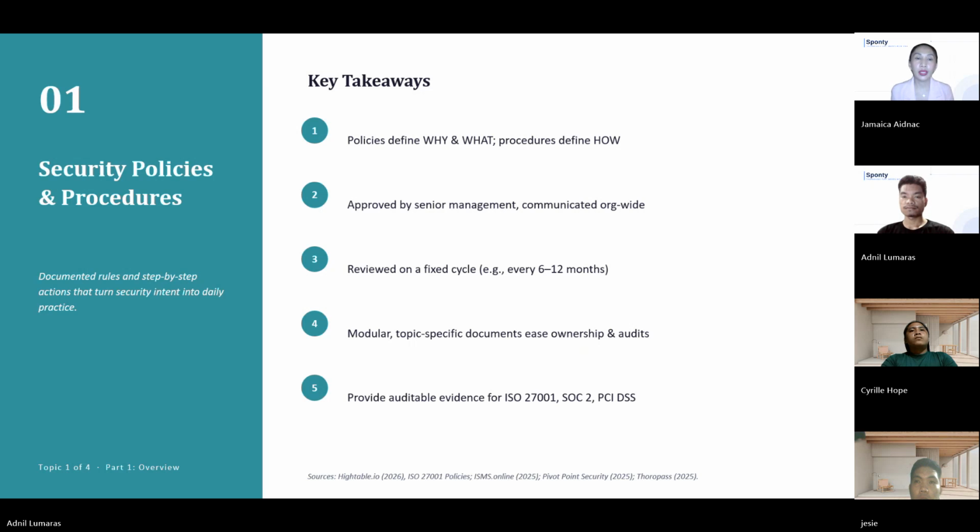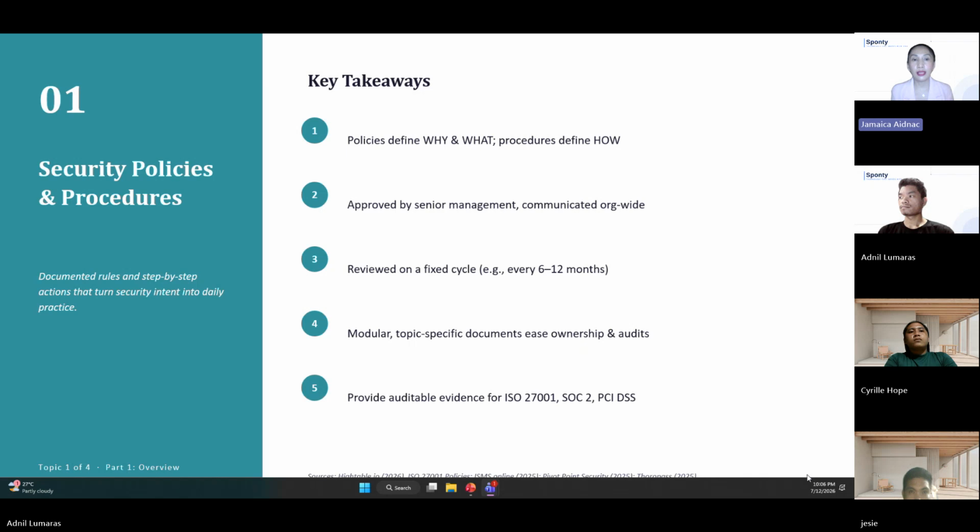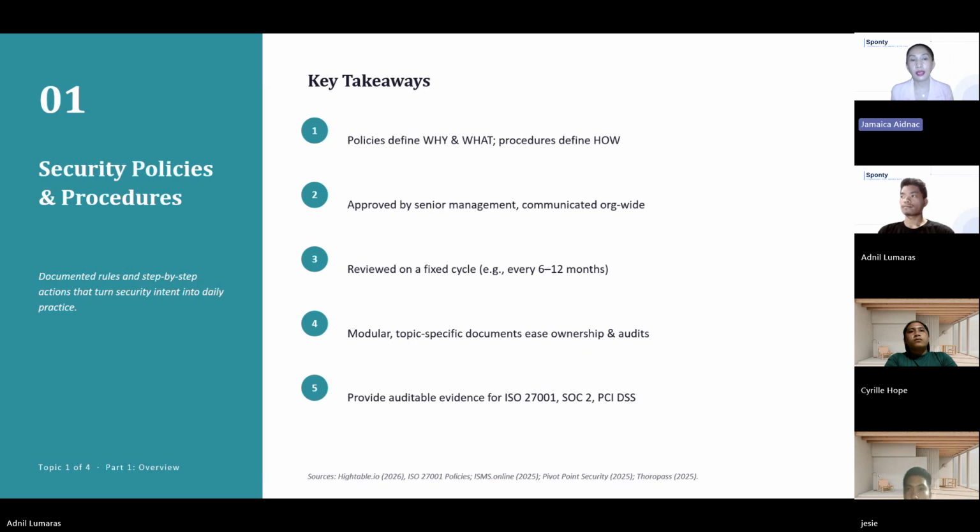policy somewhere. A useful way to remember the distinction is this: policies describe the why and the what, the organization's intent and direction, while procedures describe the how, the specific actions employees must take to meet that intent. Both are required and neither works well without the other. Think of a policy as a law passed by a legislature and a procedure as the implementing regulation that tells an agency exactly how to enforce that law day by day.